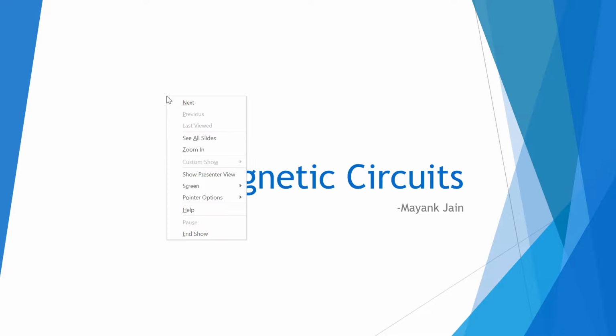So this is the fourth lecture for the power engineering module, and we are done with AC circuits. We will now start magnetic circuits. So yay.